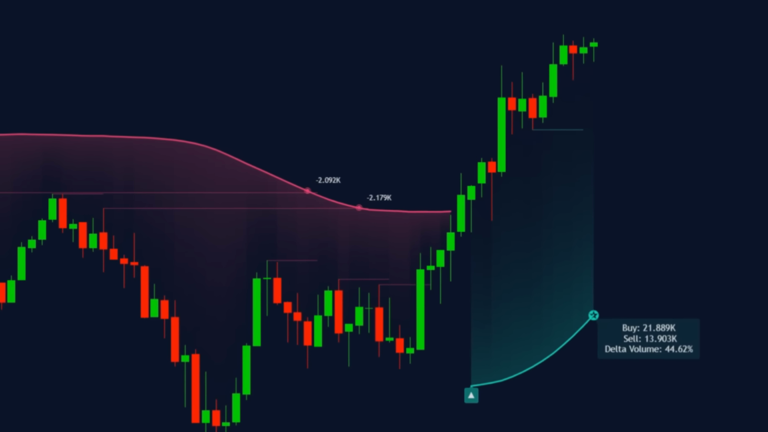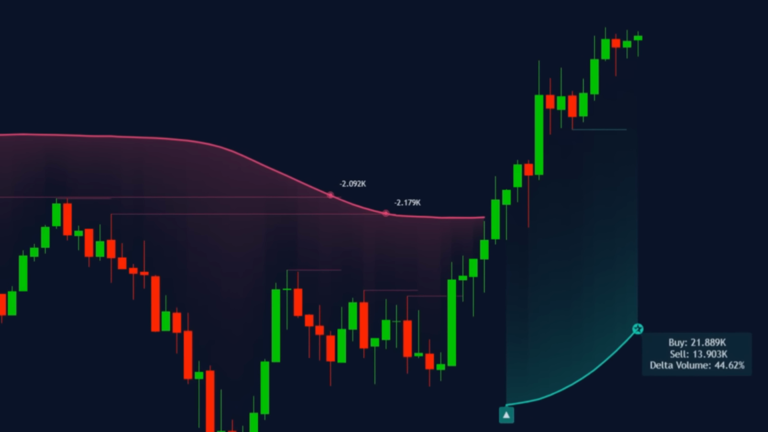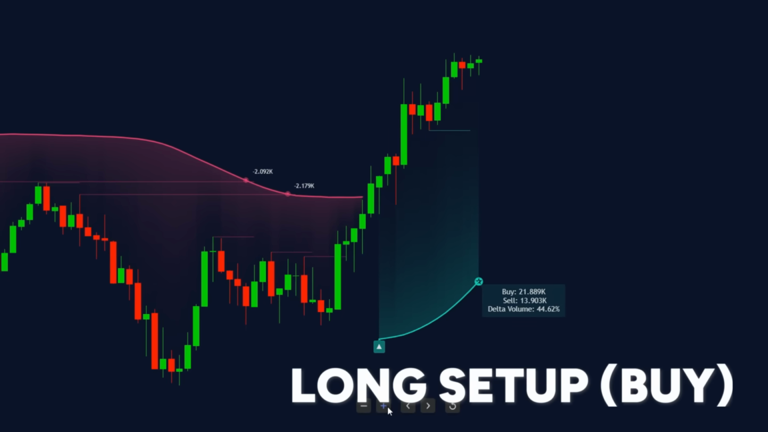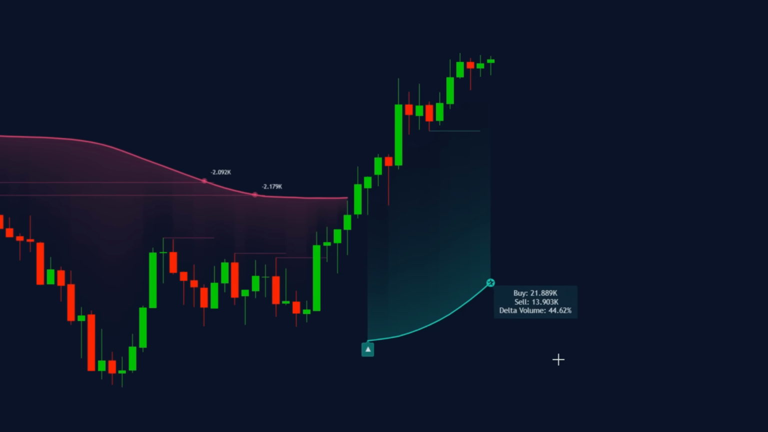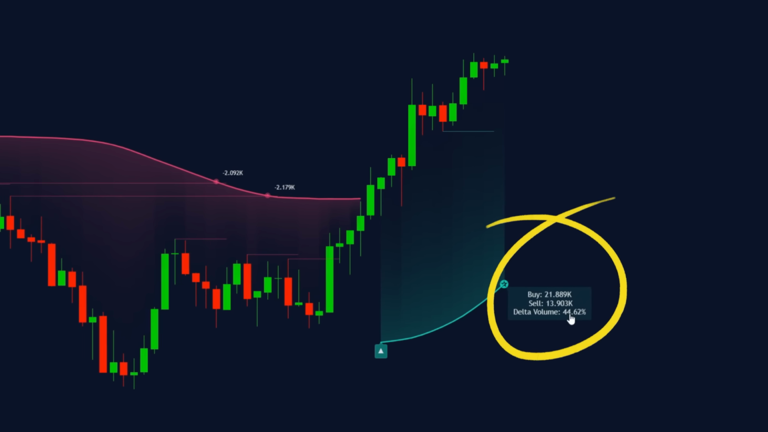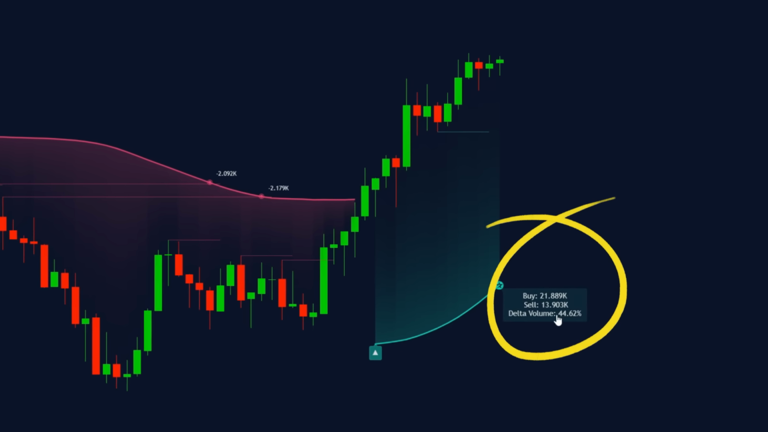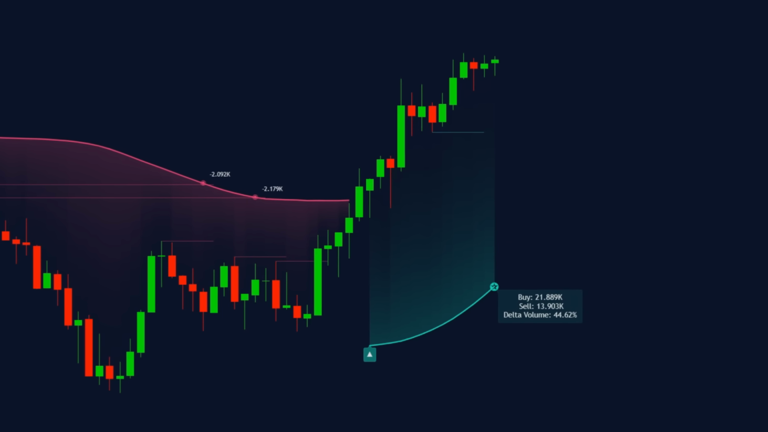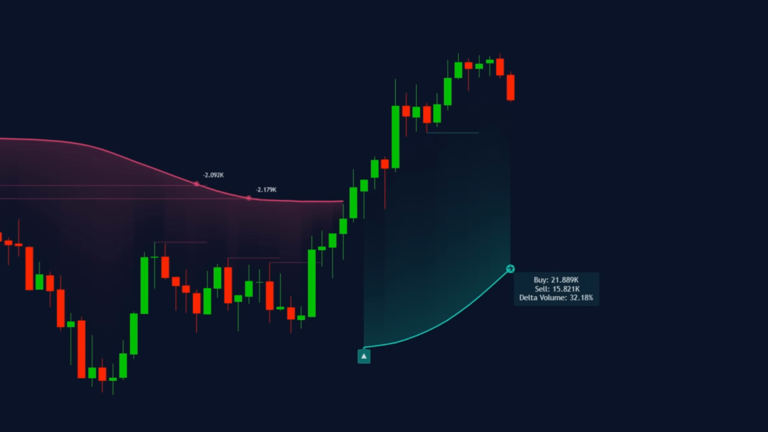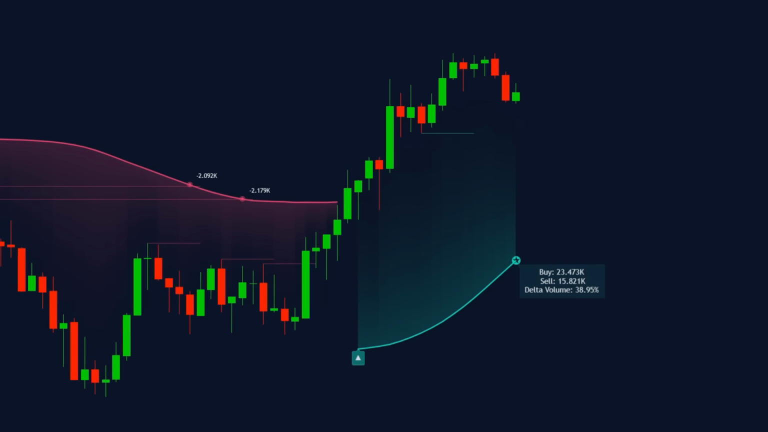Trade scenario 1, the perfect long. Visual, step-by-step breakdown on the chart. First, we wait for the cloud to turn green. Trend is up. Second, we check the delta volume. Look at the table. The delta is 45%. This is fantastic. It means the bulls are strong. Third, we wait for a retest.